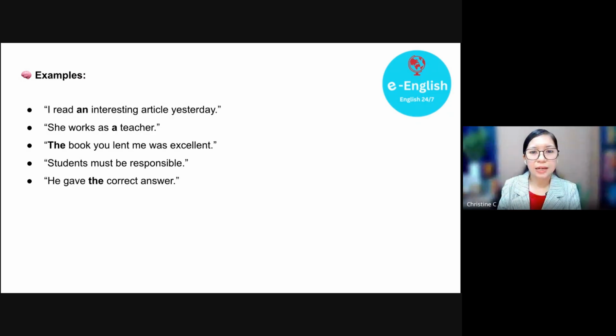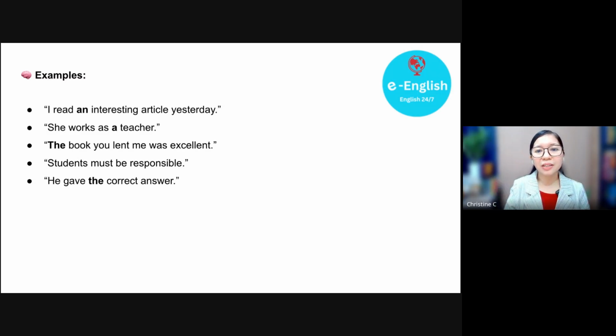Why can't I say I read the interesting article? Why can't I say the? Why should I say an interesting article? Because it is not specific. I am not ready to share yet which particular article. I'm starting my story and I'm saying that I read a certain interesting article. So in the beginning of my speech, or when I'm talking to someone, I would use the indefinite article. Once we start talking further about it, when referring back to it, we might use the definite article. She works as a teacher, as one teacher.